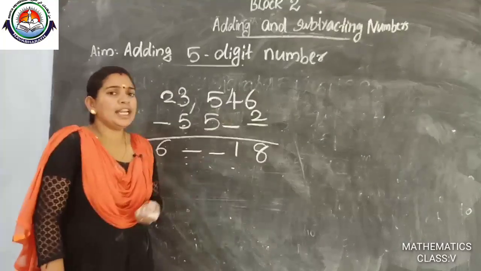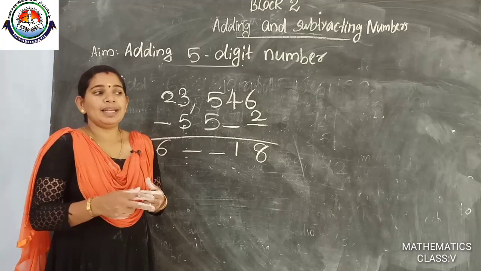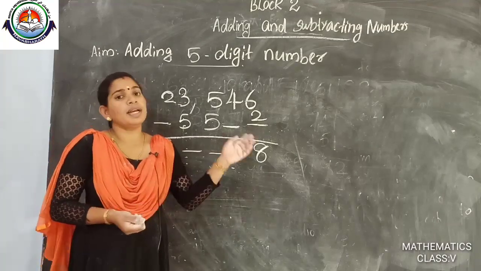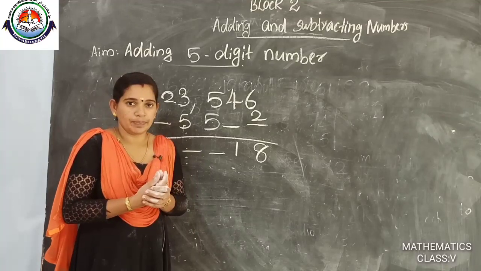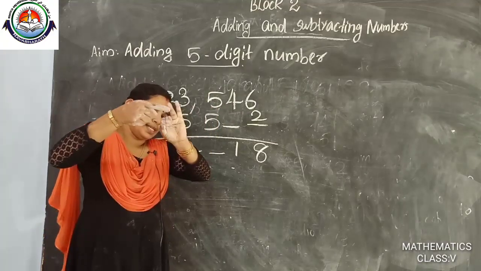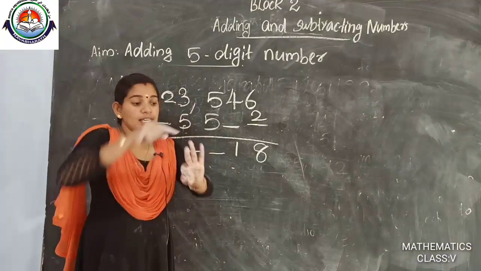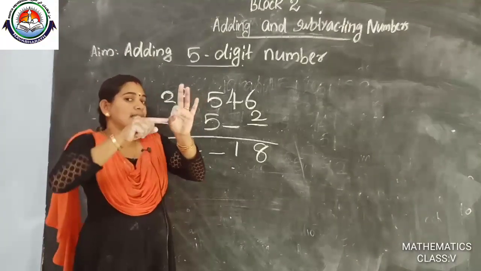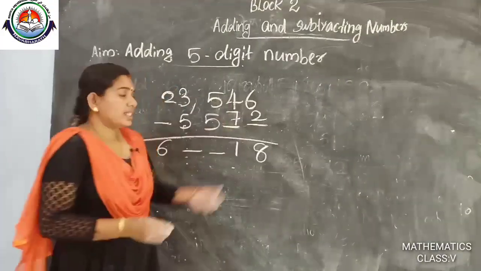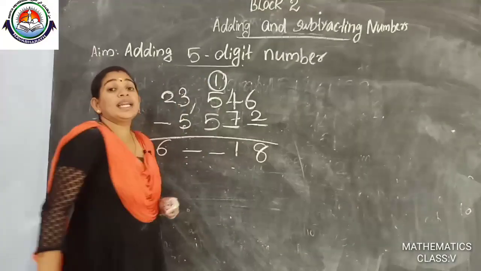Then which number are we adding to 4? We will get 1. Is it possible? No. So 1 means it becomes 11. We'll check it. Which number added to 4 gives 11? 5, 6, 7, 8, 9, 10, 11. How many fingers here? 1, 2, 3, 4, 5, 6, 7 fingers. So 7. 7 plus 4, 11. Here only 1 is there. So here we write 1 and carry 1.